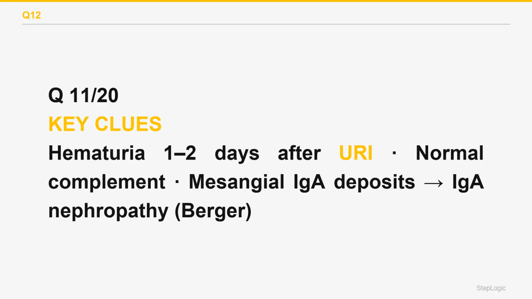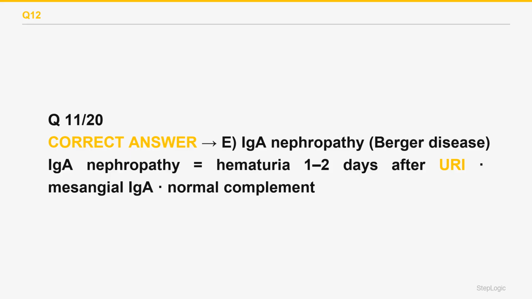Serum complement levels are normal. The correct answer is E. The key distinction is from post-streptococcal glomerulonephritis, choice C. Post-strep GN follows a streptococcal infection by 1 to 3 weeks, not days, has low complement, C3 consumed, and shows subepithelial humps with granular IgG and C3.